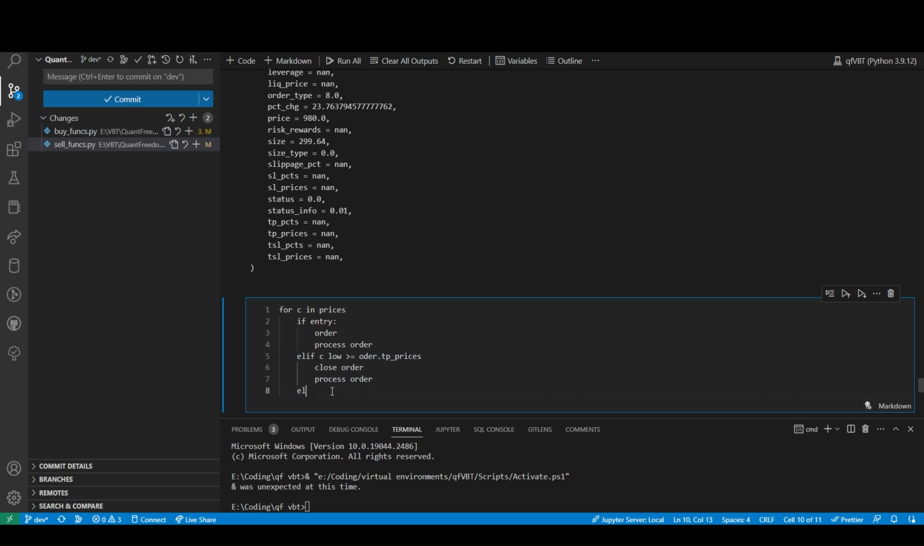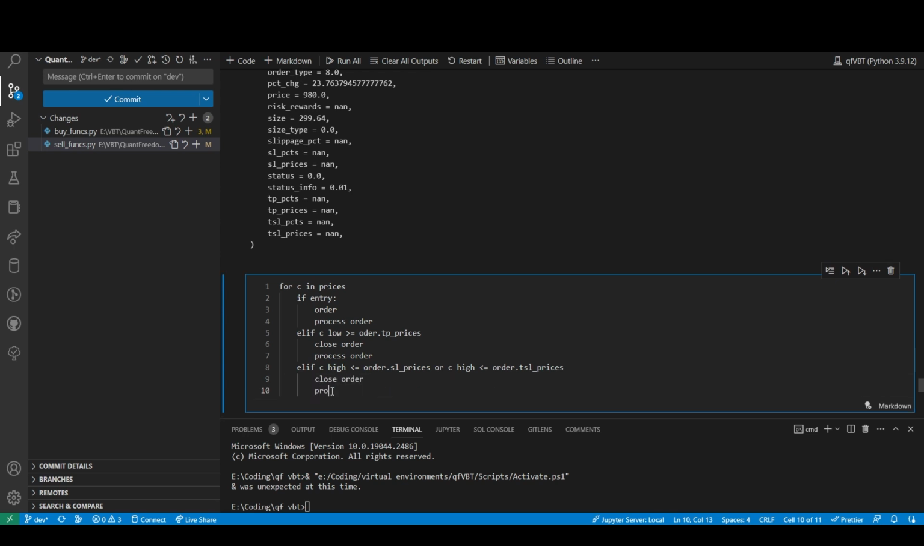I think these are elifs. Elif C high is less than or equal to order dot stop loss prices or order dot stop loss prices. How do you do that? Like C high is less than or equal to this or this. Do you have to put it twice? Or wait, less than or equal to, yeah. Then you have to do this, close order, process order. Right?